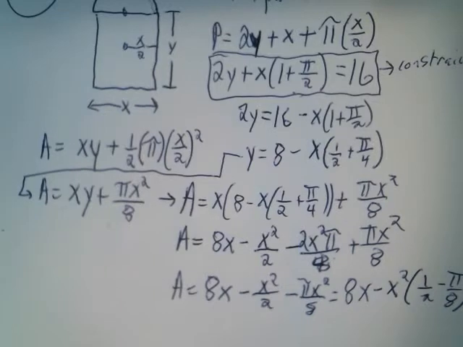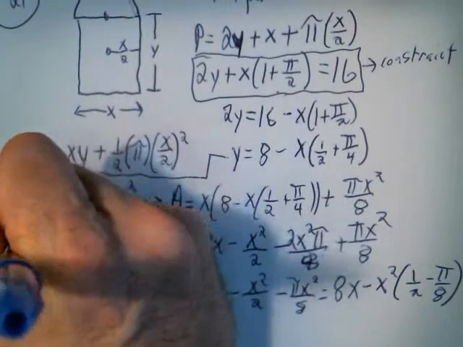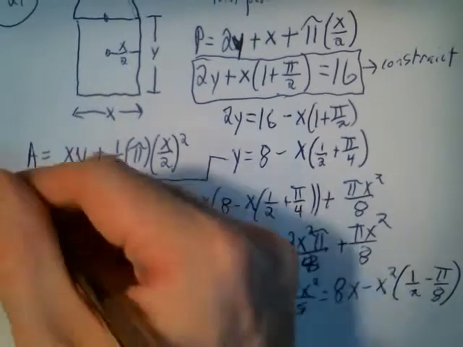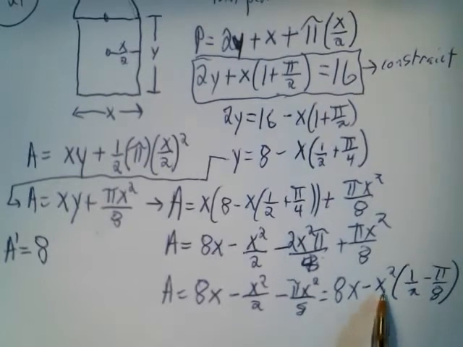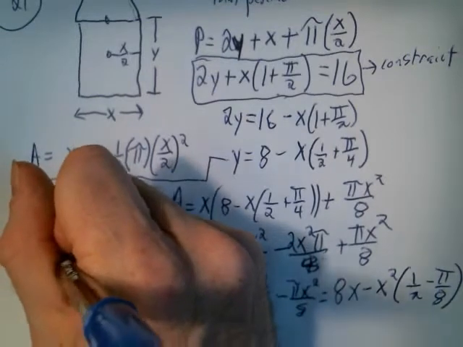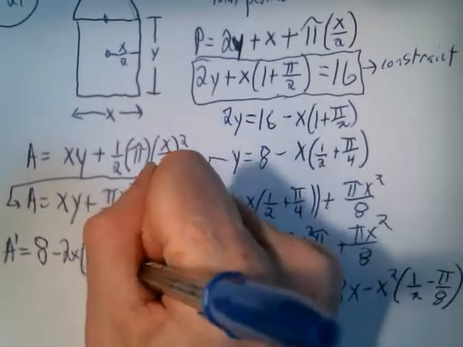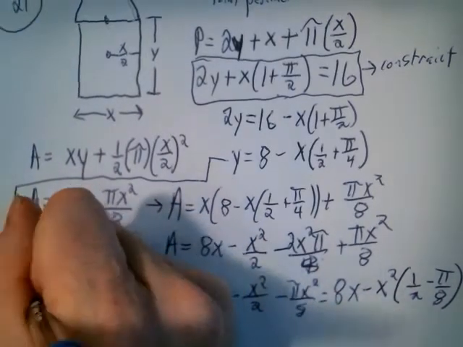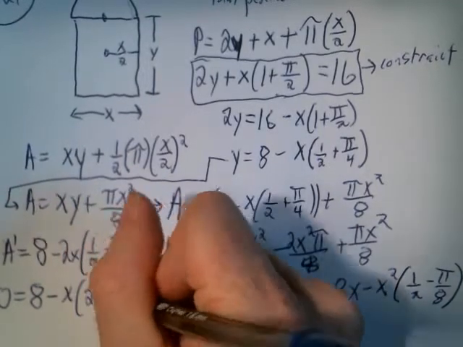Okay, so we want to optimize it. In other words, take its derivative. So A prime: the derivative of the first term is just 8. And then this is just some constant, so you can take the derivative and have a constant floating about. So it's minus 2x times 1/2 minus pi over 8. We can distribute the 2. We're going to be setting it equal to 0 here. So 8 minus x times 2 minus pi over 4.